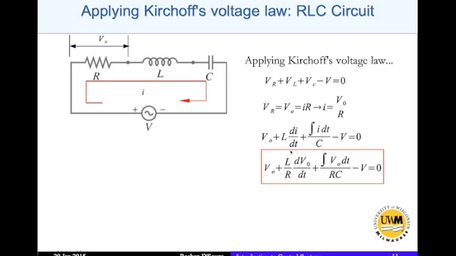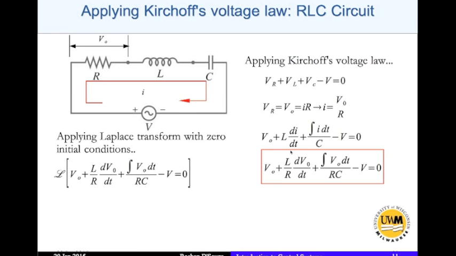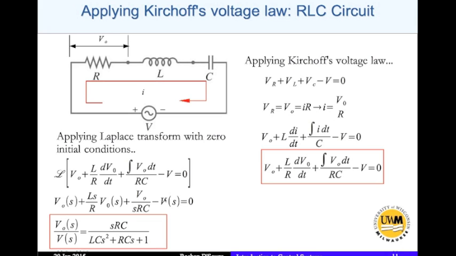Now I can do the same thing, apply the Laplace transform with zero initial conditions. We know the Laplace transform of Vo of t is Vo of s, the Laplace transform of dVo by dt is s times Vo of s, and the Laplace transform of the integral of Vo with respect to t is Vo of s divided by s. The Laplace transform of v of t is V of s. And we can write the relationship Vo by V as this, with simple simplification, and this is your transfer function.